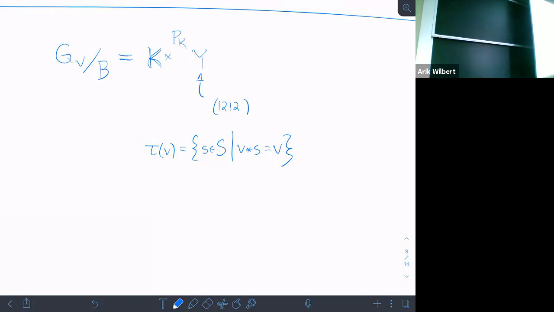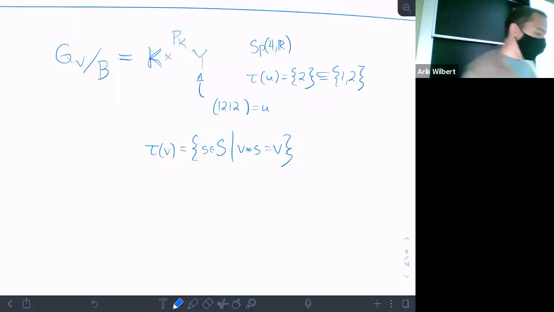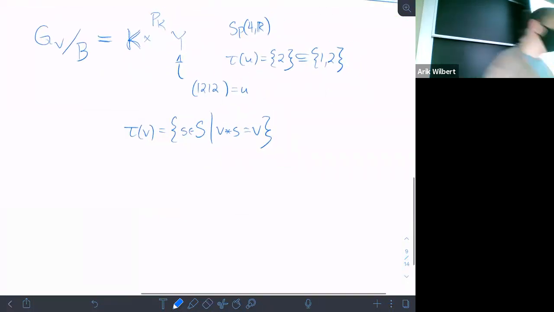So in this case, if this is U, then tau of U is just the second simple reflection. This is in the group Sp4(R), where there's actually just 2 simple reflections. This k-orbit closure actually comes from one of the k-orbits that we talked about last week from an isotropic Grassmannian.